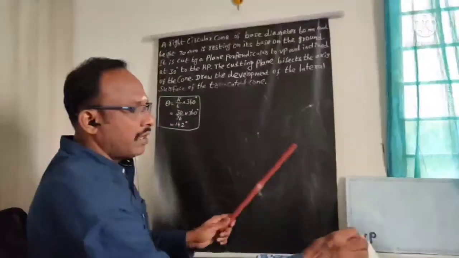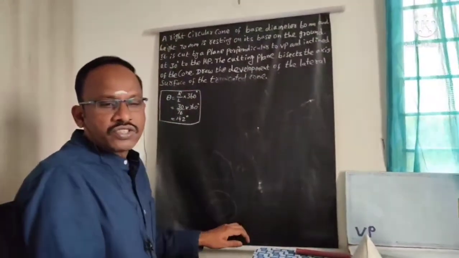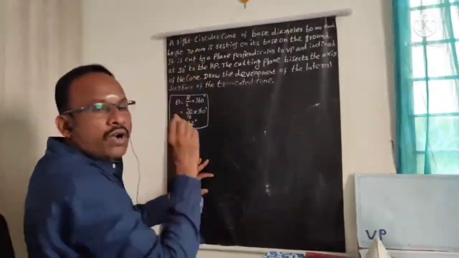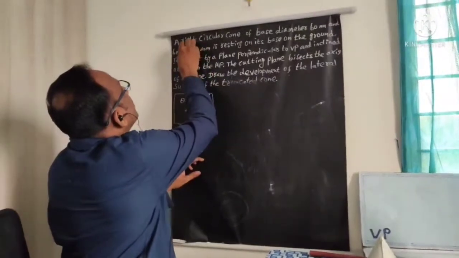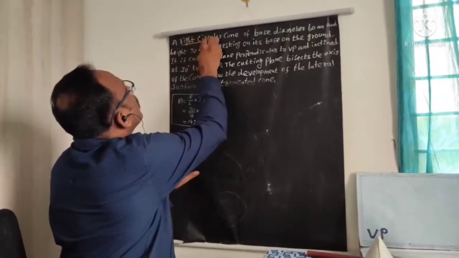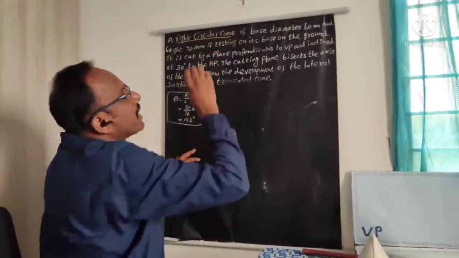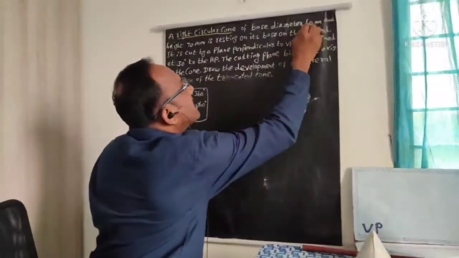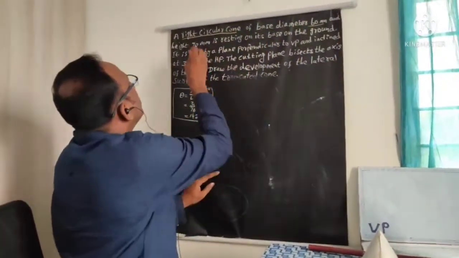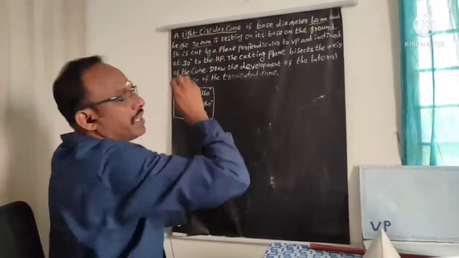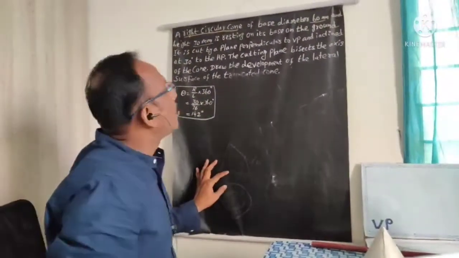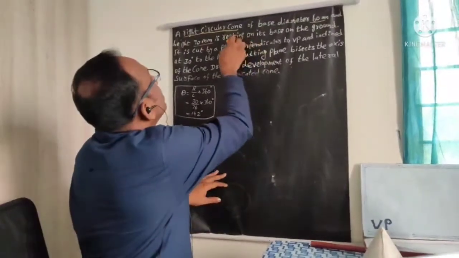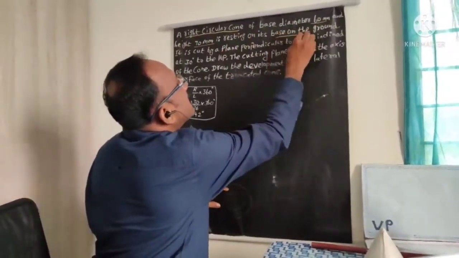So, we will ask some questions before we start this problem. What is the object here? It is given as right circular cone. What is the base diameter? It is given as 60 mm and the height is given as 70 mm. These are the dimensions of the cone. And what may be the resting position? It is resting on its base on the ground.